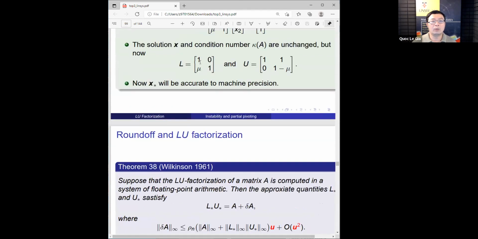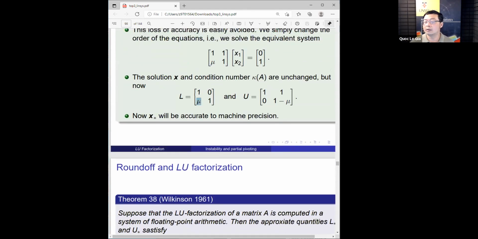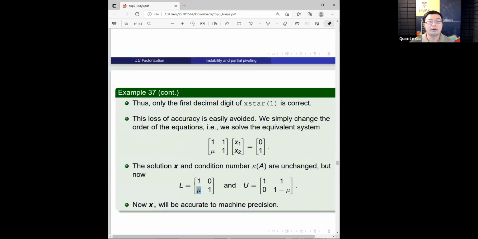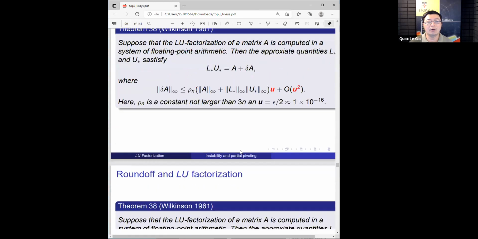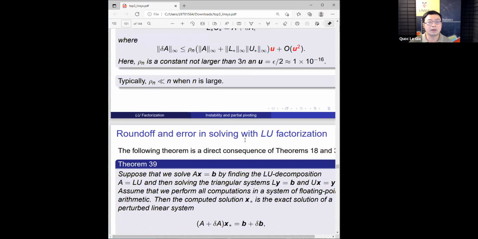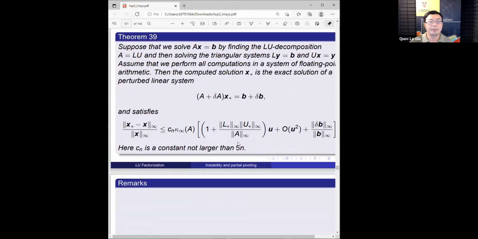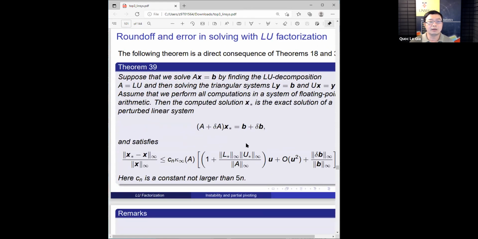In one case it could be big, and in another case it could be small, right? So when mu is small like this, then the infinity norm of L can be very small. But in this case, when you have 1 and 1 over mu, and mu is like 10 to the minus 15, then this one could be very big. Okay, so that is what is going on.